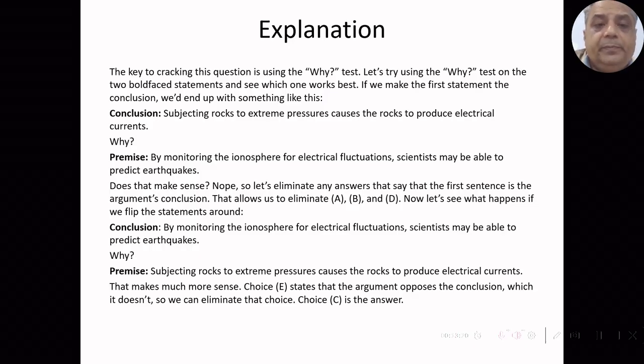Does that make sense? No. So let's eliminate any answers that say that the first sentence is the argument's conclusion. That allows us to eliminate A, B and D. Now let's see what happens if we flip the statements around. Conclusion: by monitoring the ionosphere for electrical fluctuations, scientists may be able to predict earthquakes. Why? Premise: subjecting rocks to extreme pressures causes the rocks to produce electrical currents. That makes much more sense. Choice E states that the argument opposes the conclusion, which it doesn't. So we can eliminate that choice. Choice C is the answer.